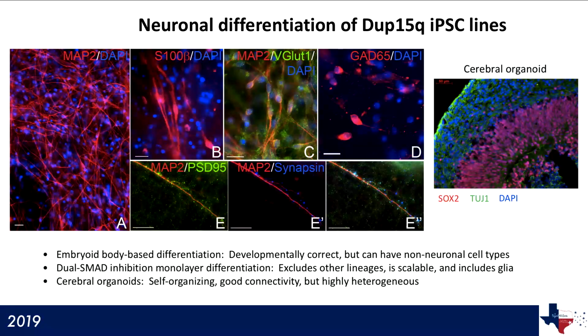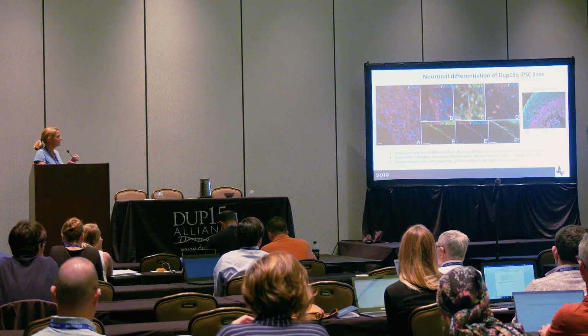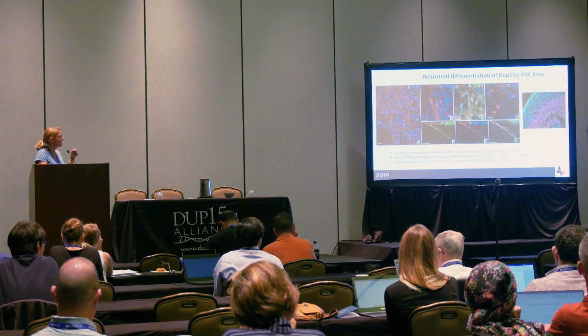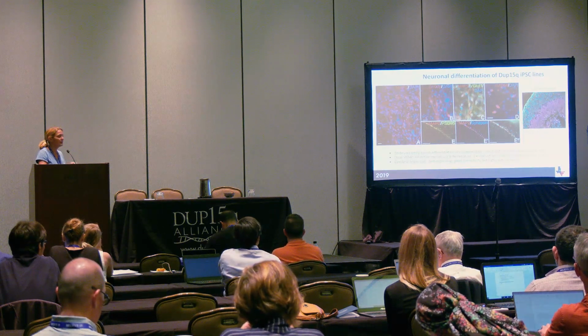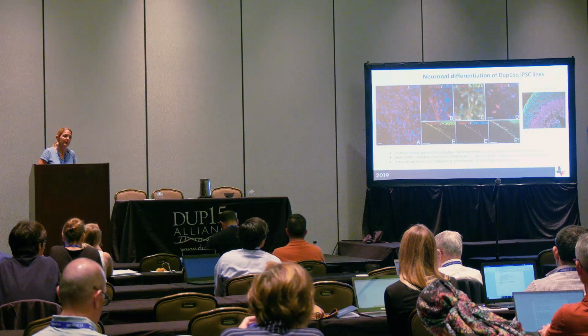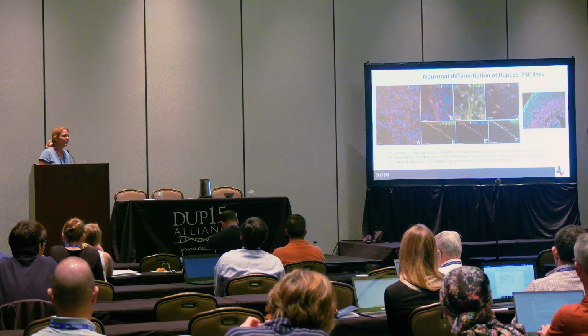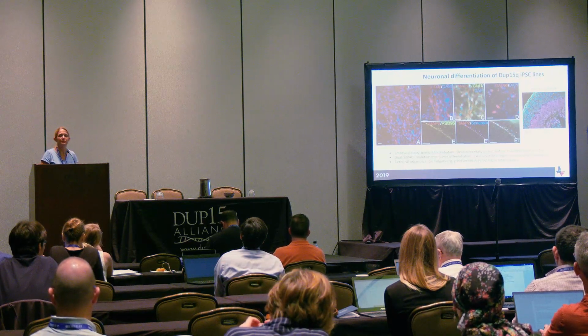And it includes glia, which are important for maintaining or establishing the proper neuronal function in the first place. And then it's sexy but somewhat useless for us to do these cerebral organoids. These are self-organizing, really mini brains in a dish. They have great neuronal connectivity, but they're highly heterogeneous. And so for me, who studies genetics, the heterogeneity makes them difficult to use.